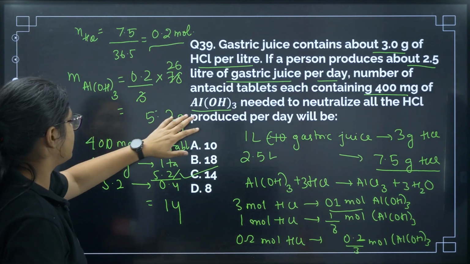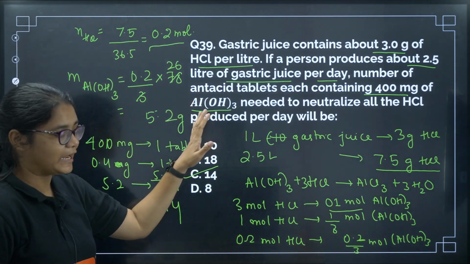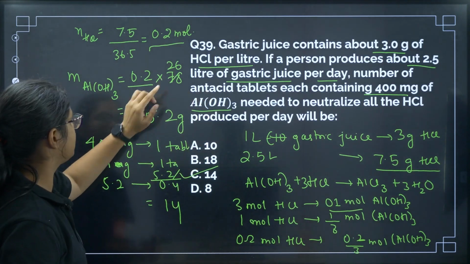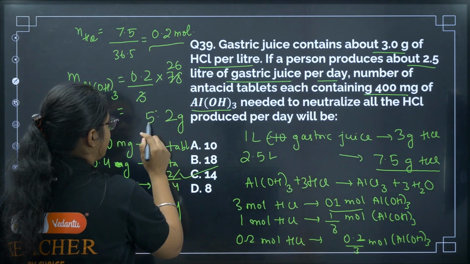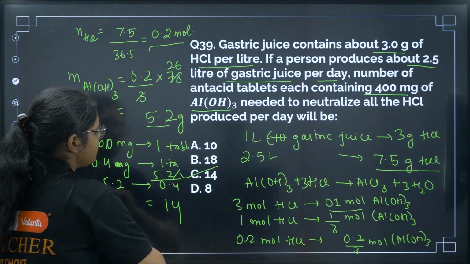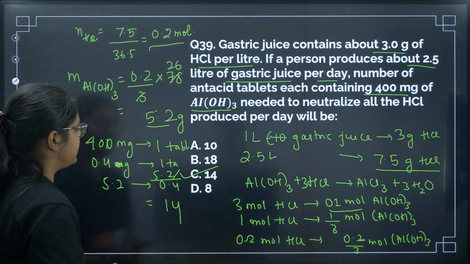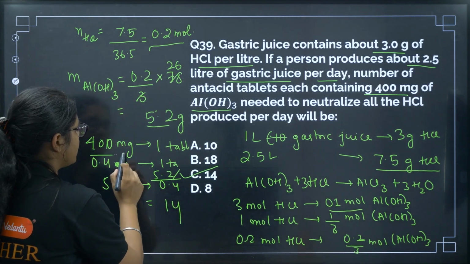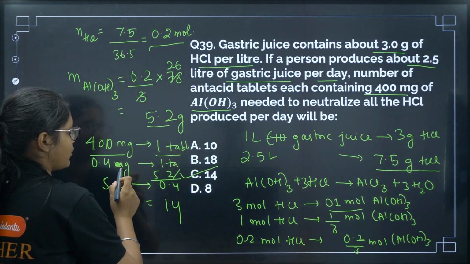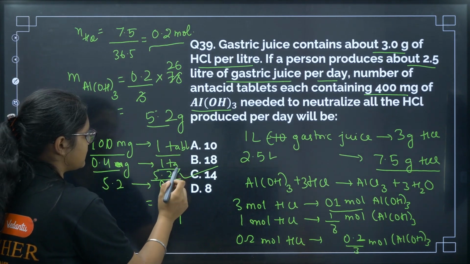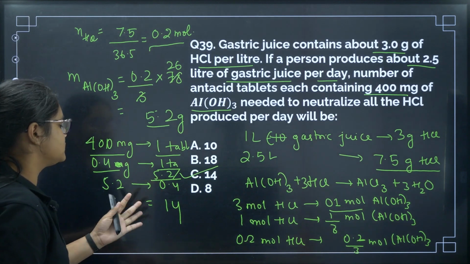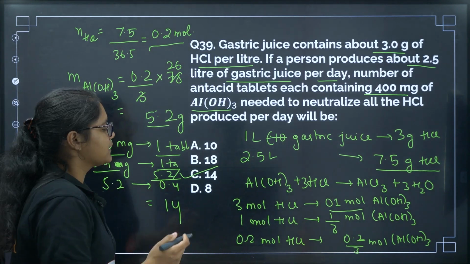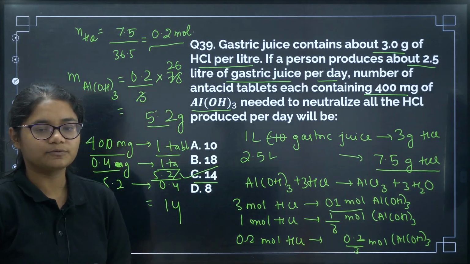The molar mass of aluminum hydroxide is 78. So 0.2 by 3 into 78, we will get around 5.2 grams, right? Now we have to calculate the number of tablets. 400 milligram, that is 0.4 gram, is one tablet. So for 5.2 grams it will be 5.2 by 0.4, so somewhere around 13 we will get. The correct answer for this question will be option number C.